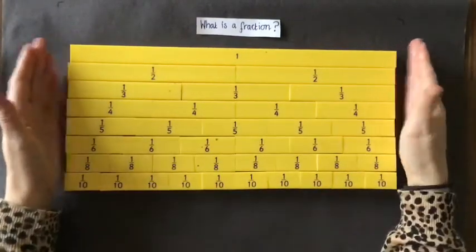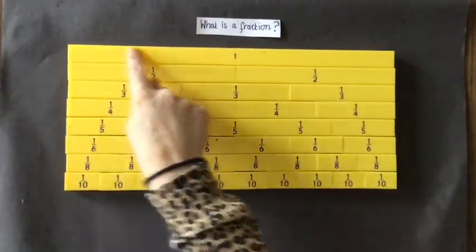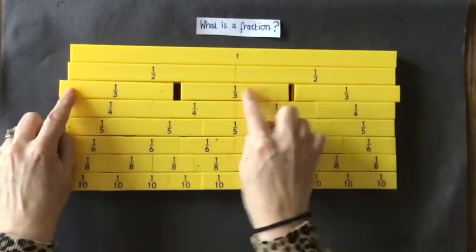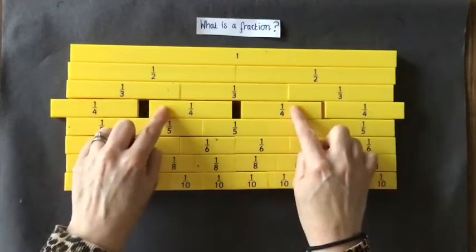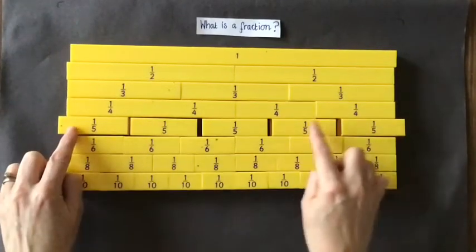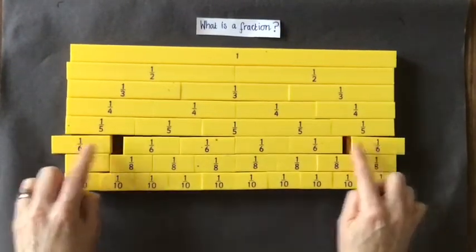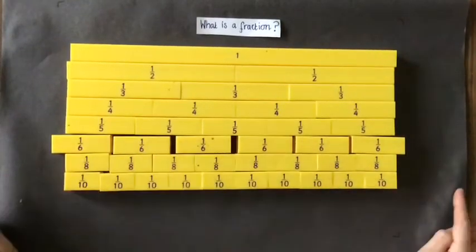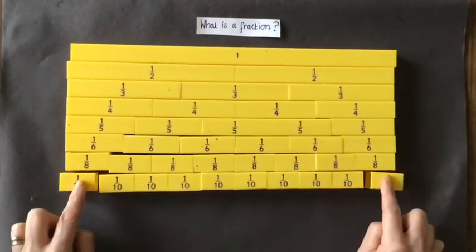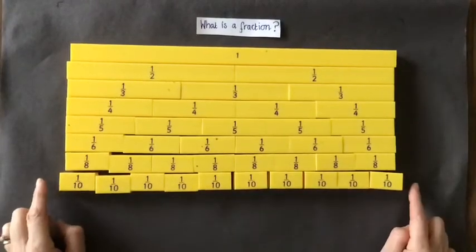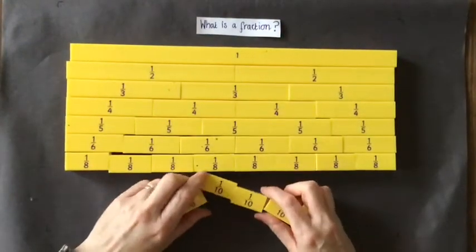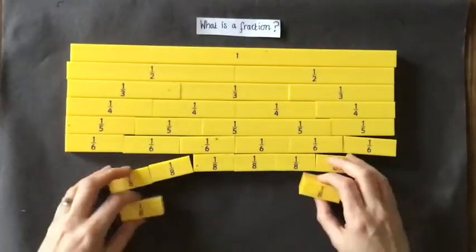And we've created what we call a fraction wall. We start off with one whole at the top. We divide into 2 for halves, into 3 equal pieces for thirds, 4 equal pieces for quarters, 5 equal pieces for fifths, 6 equal pieces for sixths, 8 equal pieces for eighths, and 10 equal pieces for tenths. I'm going to put these away now, and we're just going to look at one row of our fraction wall.